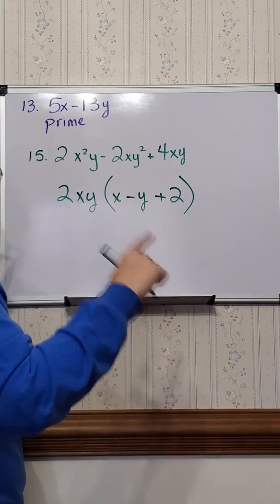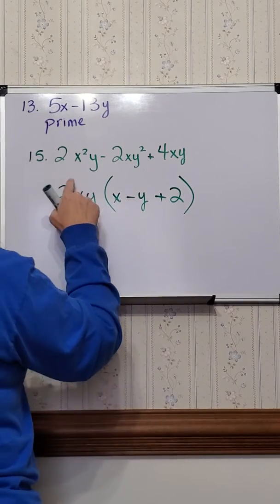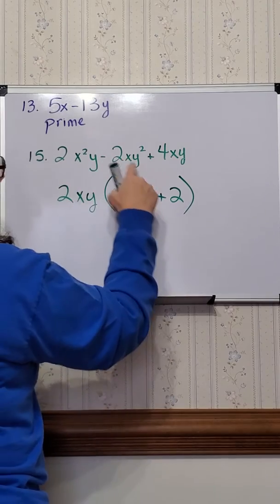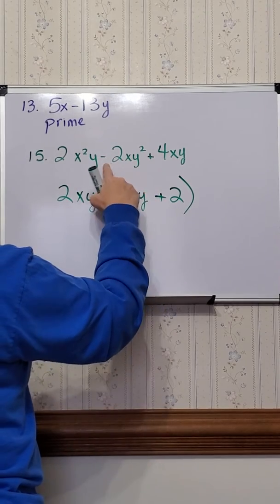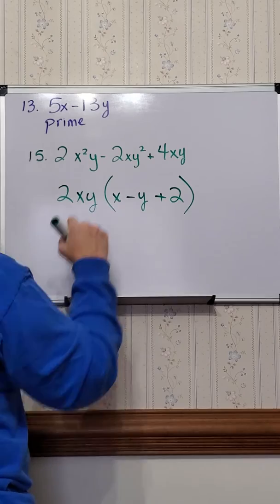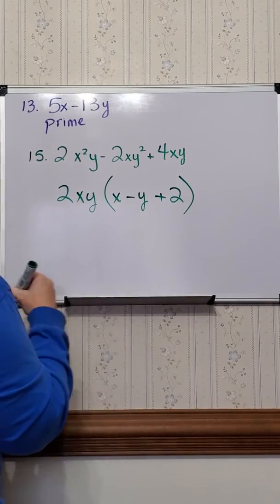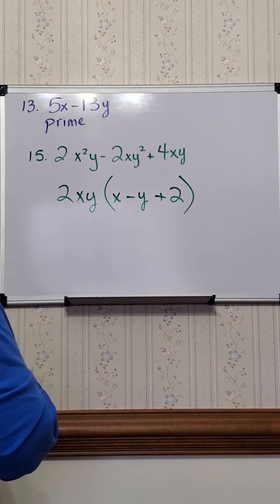Again, go back and multiply and check yourself. So 2xy times x would give me 2x squared y. 2xy times negative y would give me a negative 2xy squared. 2xy times 2 would give me 4xy. So we did do that one correctly.